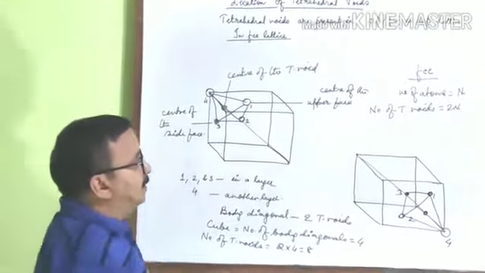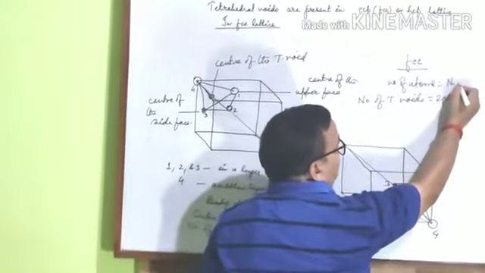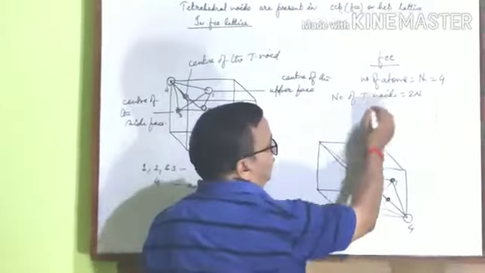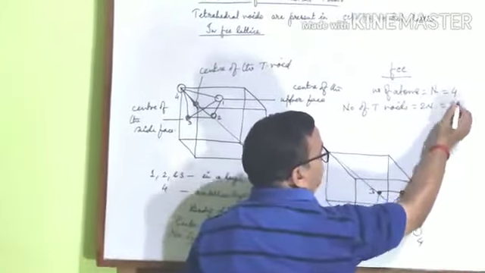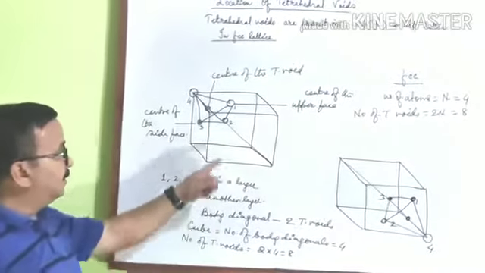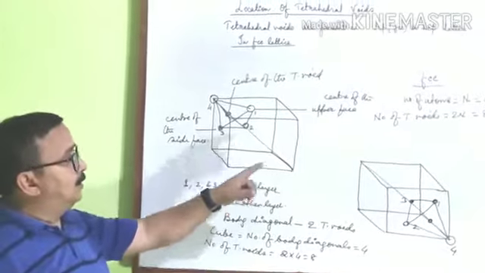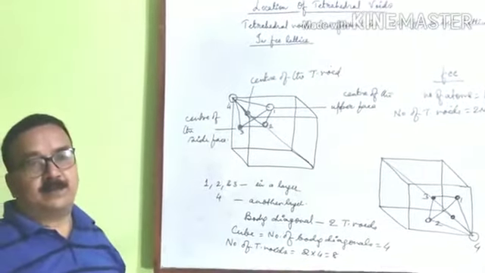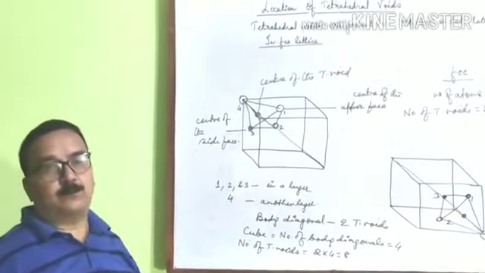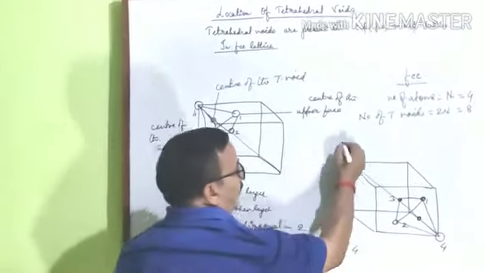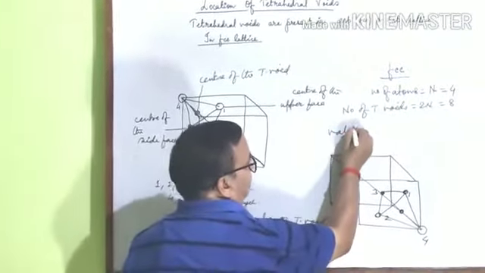In FCC the number of atoms n is equal to 4. How many tetrahedral voids are formed? It is equal to 8. Thus in this way we can say that the rule that the number of tetrahedral voids is always equal to 2n is validated. Therefore the rule is validated.